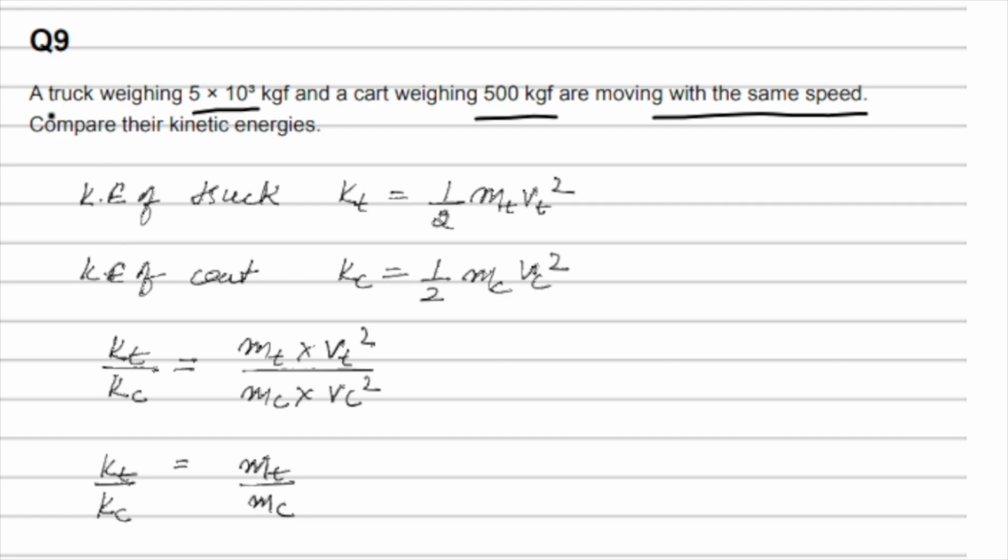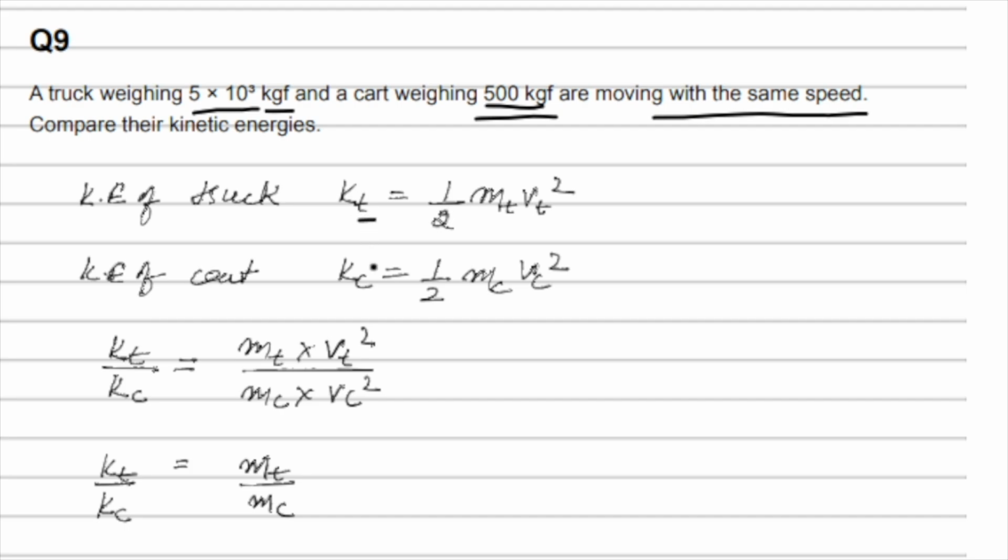Let's do question number 9. A truck weighing 5 into 10 to the power 3 kilogram force. Okay, so weight is given, so we can calculate how much kg it will be. It will be the same, 5 into 10 to the power 3 kg, right? The force due to gravity is given here, but that can be simplified very easily. We just have to take care of this as mass. And a car weighing 500 kg, moving with the same speed. Compare the kinetic energy, so we can finish it off here.